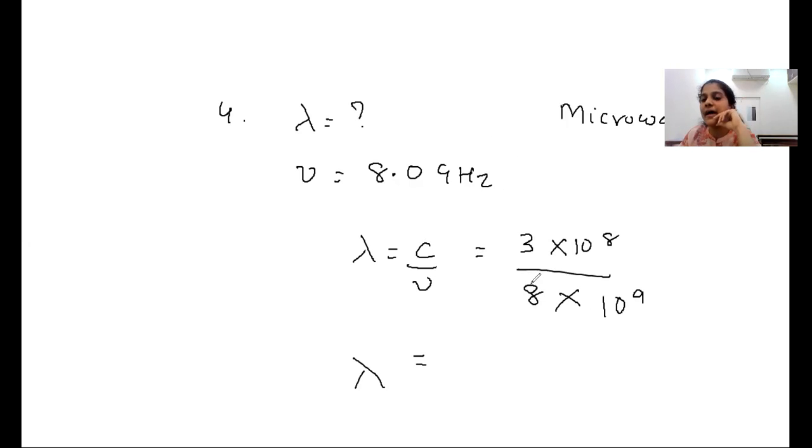You all have to do 3 by 8, and then what is this part going to be? 10⁸, and then 10⁹ will go to the numerator, so what will it become? -9, right? So 8 minus 9 means 10⁻¹. Just tell me what is 3 by 8 that you all are getting.